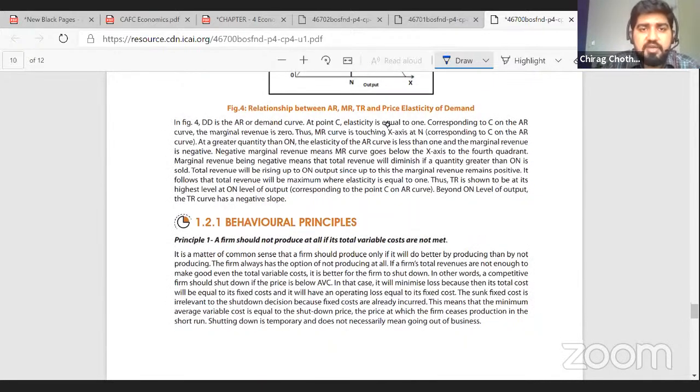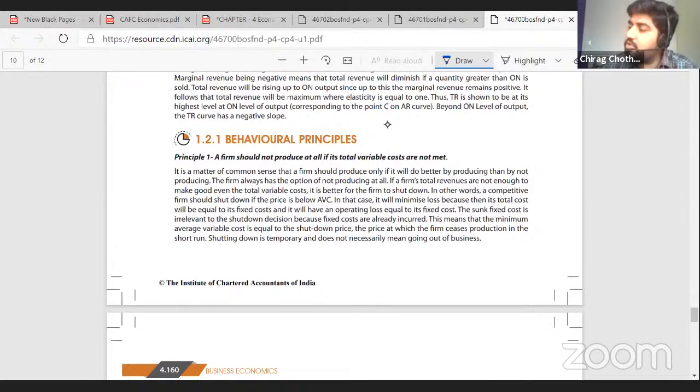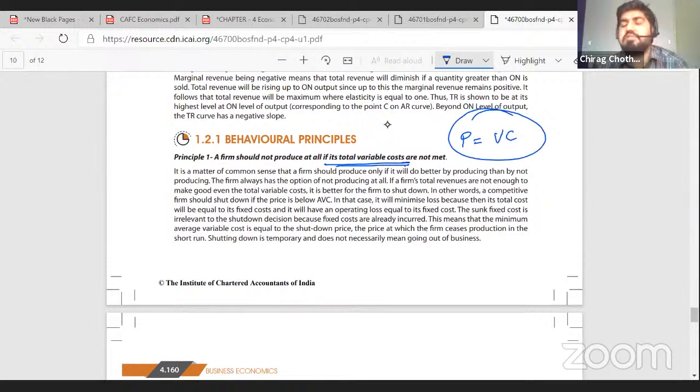Now, next one is behavioral principle. In behavioral principle, we have two principles, students. First one: a firm should not produce at all if total variable costs are not met. What do you mean by this? This means if your price is equal to your average variable cost, that is nothing but your average revenue is equal to your average variable cost, at that time it will be the shutdown point.